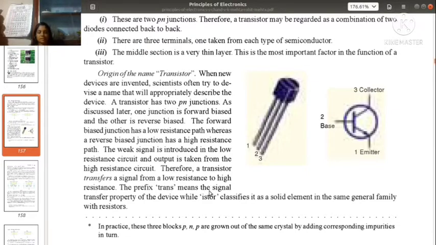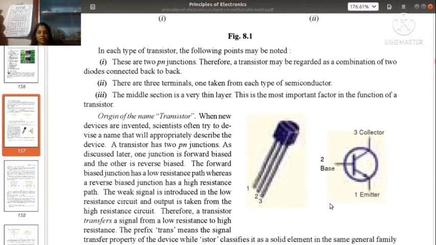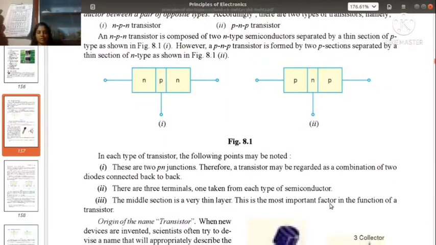The prefix trans means the signal transfer property of the device, while resistor classifies it as a solid element in the same general family as resistors. So what is the meaning of transistor? You can see that there are three regions here, and so three terminals appearing here.